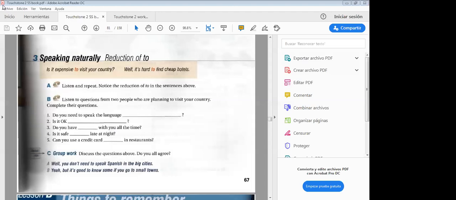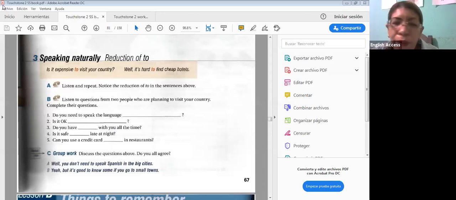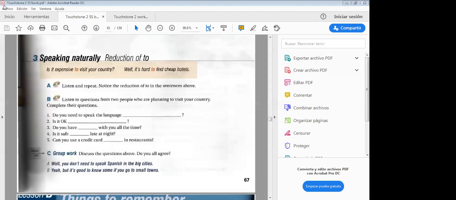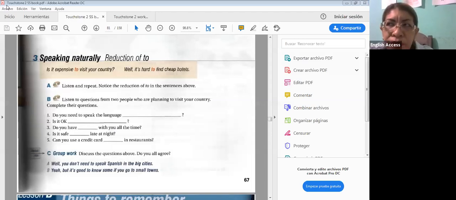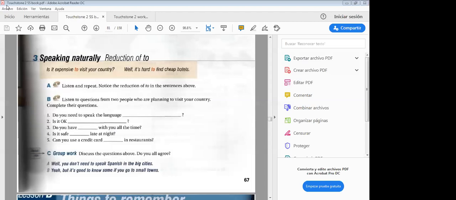Because it's very cheap. Okay, that's great. Okay, how about you, Jesus? Is it expensive to visit your country? No, it's not, because there is a cheap place. You can find everything.